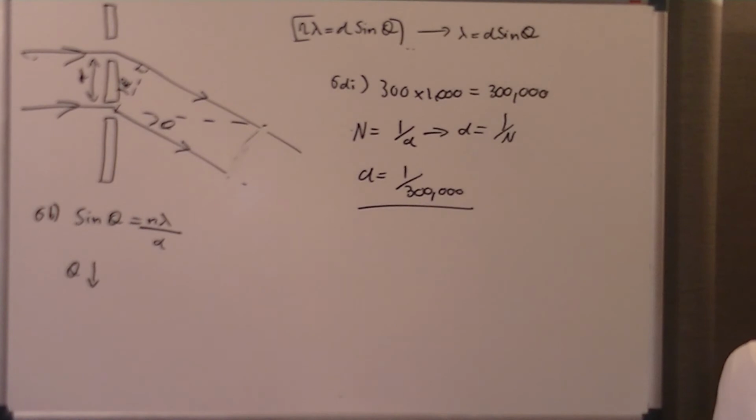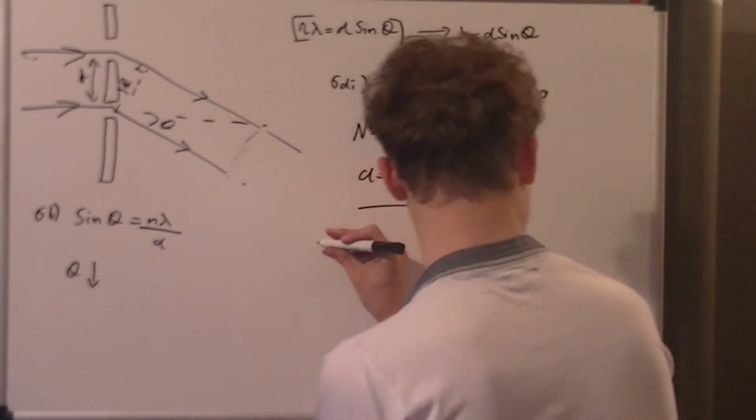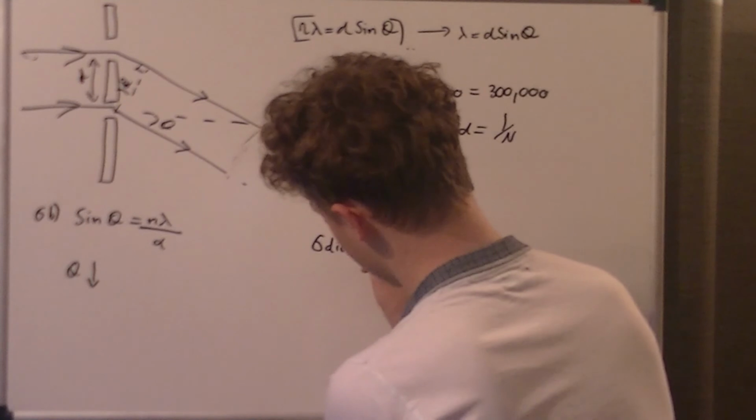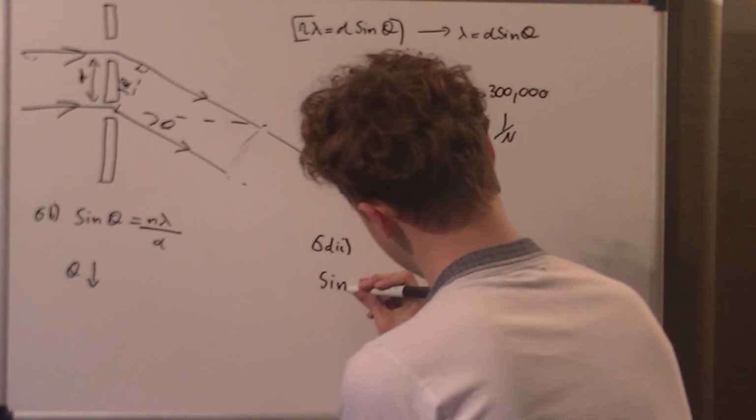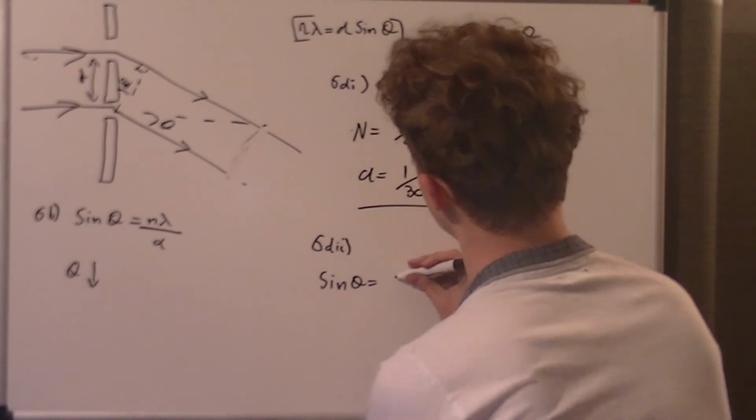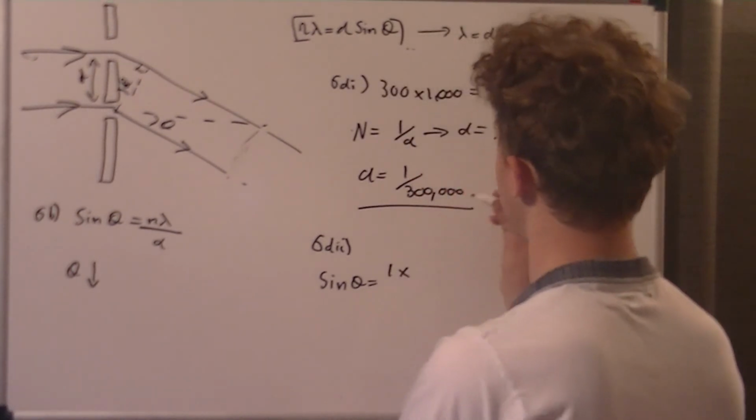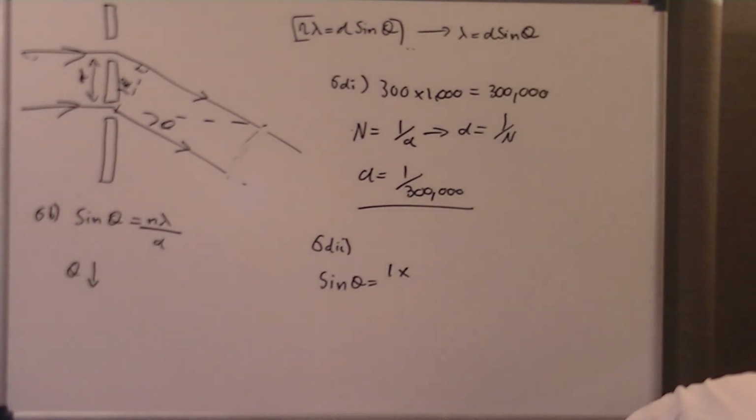Is that what it says? Yeah, so it doesn't matter which you put, as long as you put that. Okay, so it says calculate the first order angle of diffraction of line P in figure 7. So we sort of talked about it already, 6d part 2. Sine theta equals n lambda over d. So sine theta equals n, which is 1, times lambda, which is... does it tell us? So let me just find the lambda.